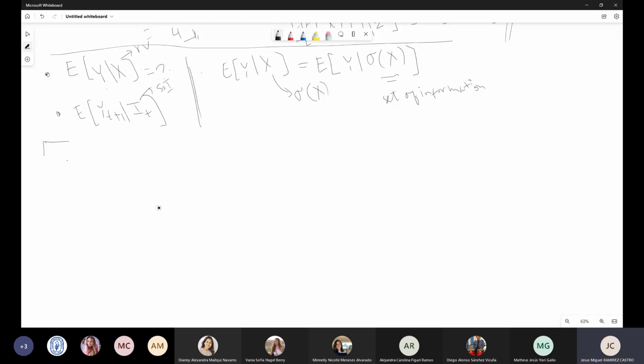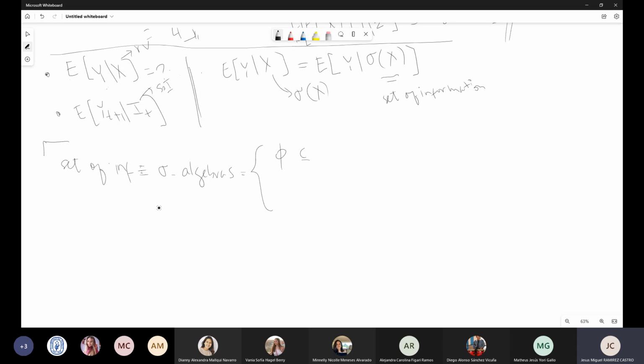Recuerden que los sets of information son algo que, no sé si yo les conté, ¿les he contado? Son algo que en matemáticas se llaman sigmas álgebras. Ya, y las sigmas álgebras son conjuntos que tienen tres propiedades.